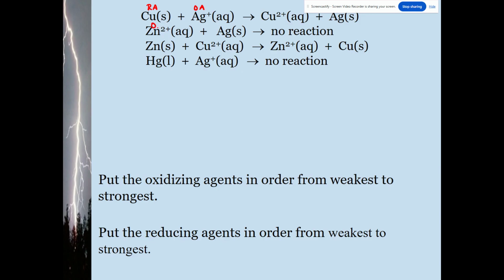So my zinc ion in the next reaction is the OA, the silver metal is the RA. Copper ion in the next reaction is OA, zinc solid is the RA, and again silver ion is the OA, and mercury liquid is the RA. Again, to simplify, positive cations of metals are usually always OAs, and their elemental forms are RAs.